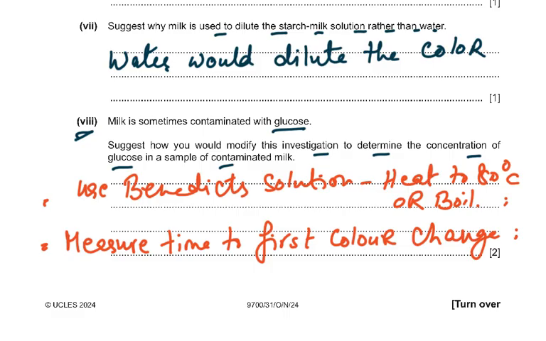So, how you would determine the concentration of glucose is you use Benedict solution and heat to 80 degrees Celsius. If you just said heat and you didn't say 80 degrees Celsius, well, I won't give you a mark. And measure the time for the first color change, because if there is more glucose in it, the time for color change is shorter, it'll take 10 seconds. If there is less glucose, it'll take 30 seconds. So time for first color change, that's a syllabus point actually.